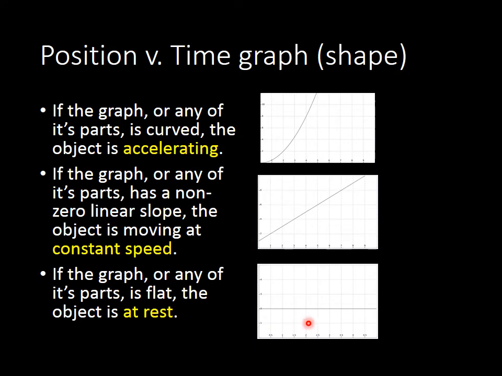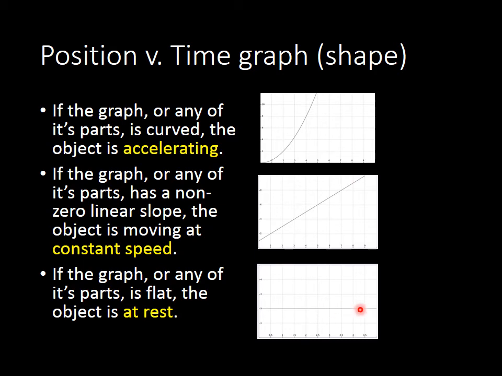So what can we tell from the shape of the graph? Well, position versus time graphs really come in three shapes. They come basically in a curvilinear shape like this, or they might come in a line that shows some kind of upward or downward progression over time, having a non-zero slope, or we might see a flat line that has a zero slope.